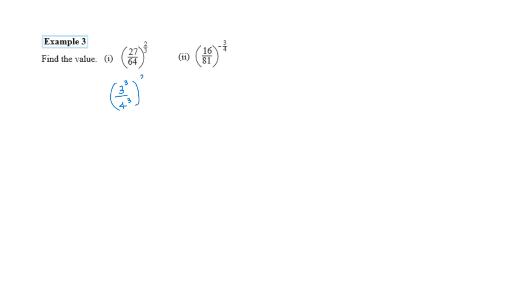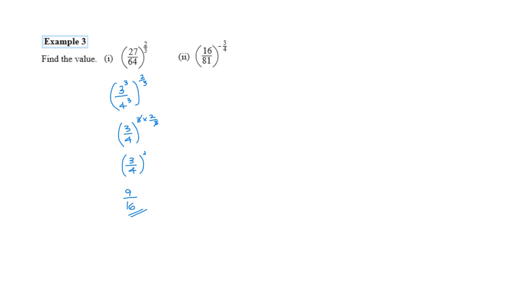So 2 over 3 power. Then powers of powers. You can write 3 over 4 cubed. Then you have to multiply by 2 over 3. So 3 cancel. You have 3 over 4 squared, which is equal to 9 over 16. That is your answer.